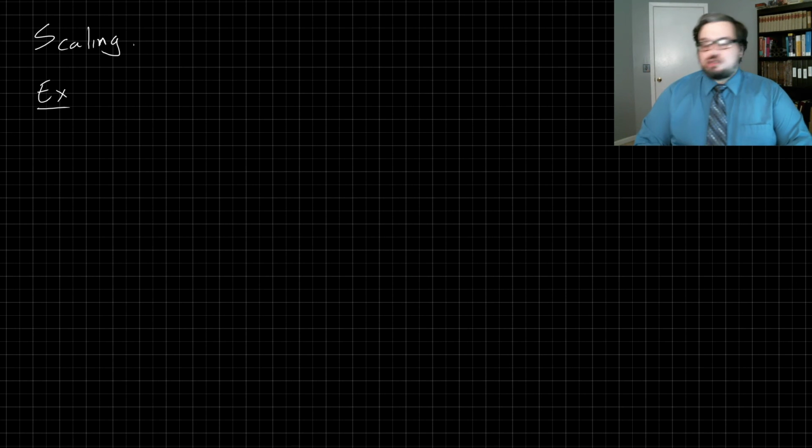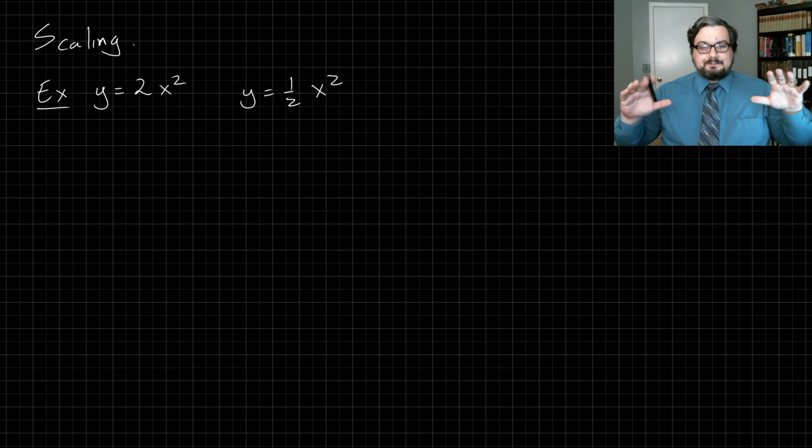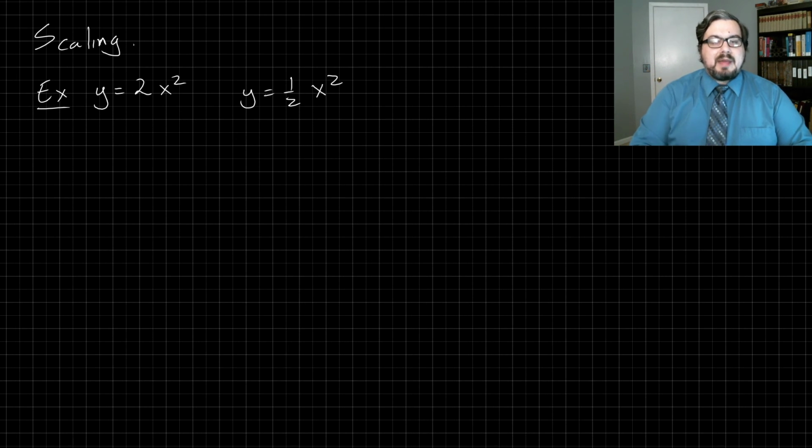And we'll just do a couple of examples, and we'll see what happens here. Let's look at the graph of y equals 2x squared. And we're going to look at the graph of y equals 1/2 x squared. Now, rather than plotting a whole bunch of points, I want us to think a little bit more analytically and compare each of these to the equation y equals x squared. Let's see what happens.